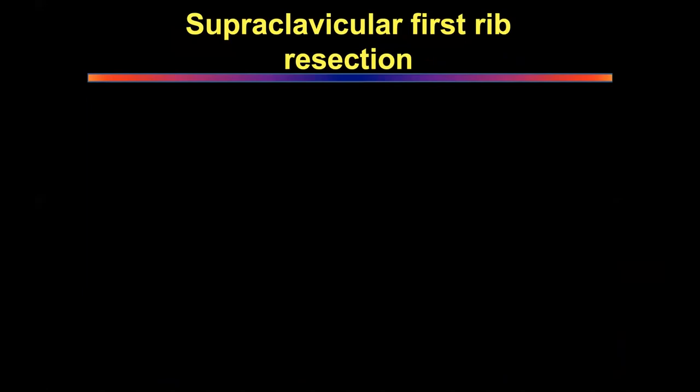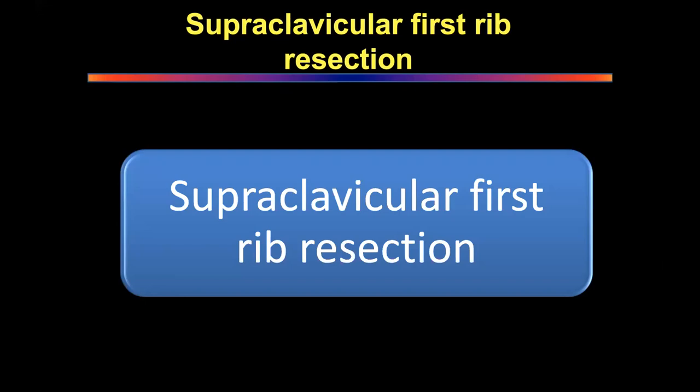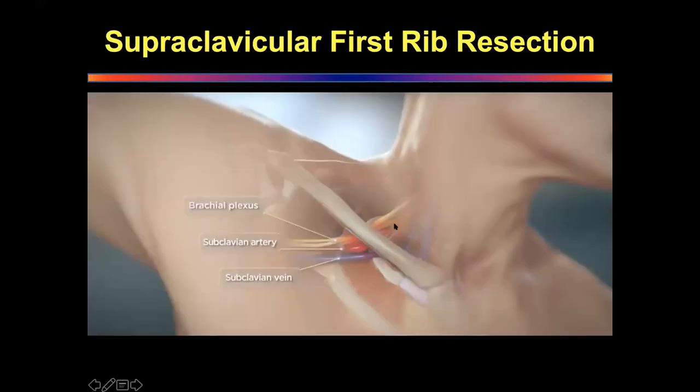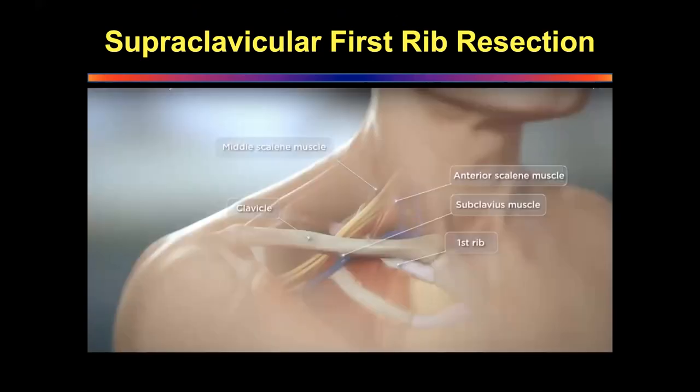Now, for the supraclavicular approach, you really need to know the anatomy very well, because you are going to go between the brachial plexus and the subclavian artery and the subclavian vein, because approaching from the top, the first rib lies beyond the neurovascular structures. That is the most important thing to understand. Sometimes you have to combine a supraclavicular with an infraclavicular incision. So in a supraclavicular incision, you have to first come in and deal with all these neurovascular structures, move them aside, and then get to the first rib.